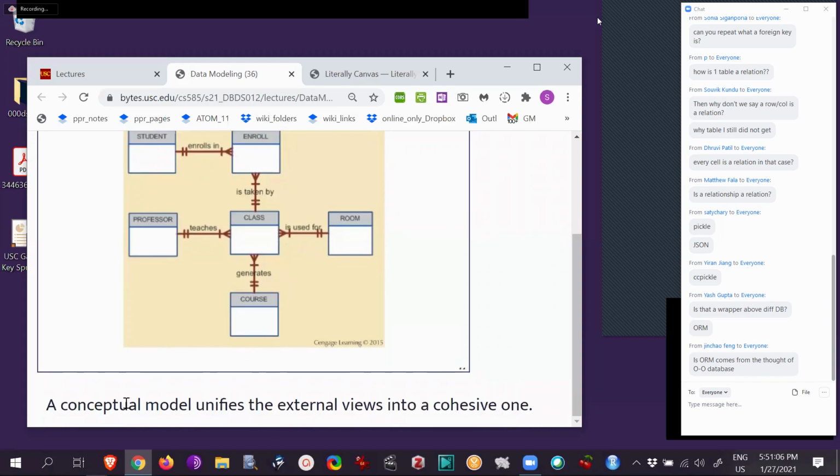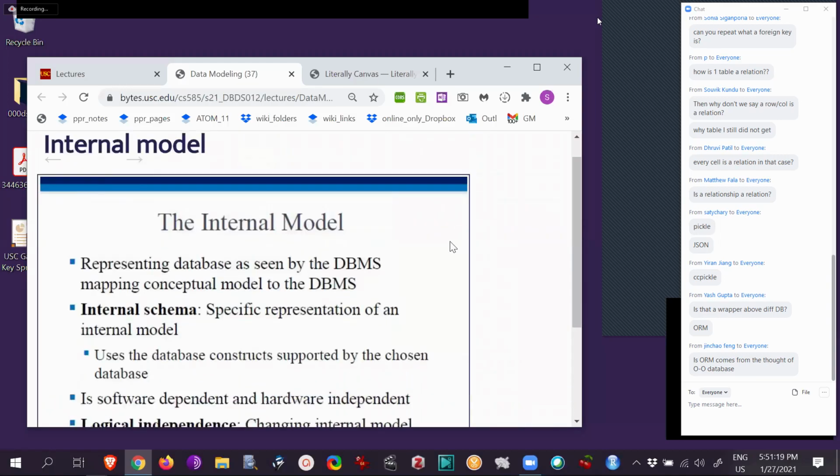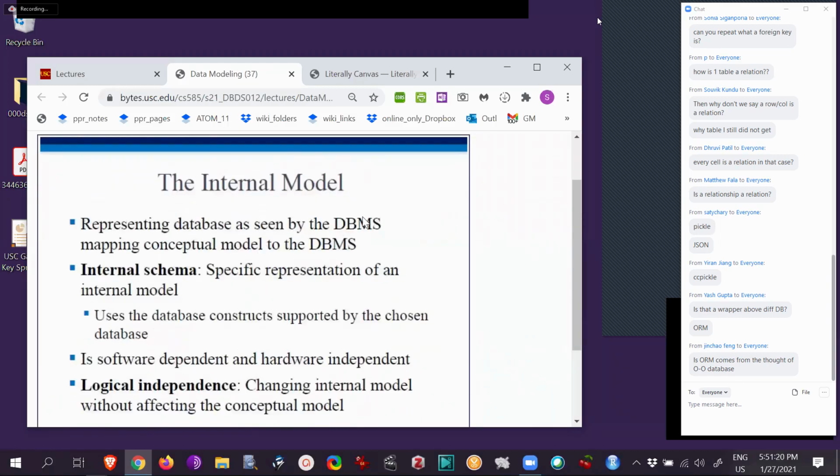Okay, and then the conceptual model should be complete, meaning it should have every table ever in the database. There's got to be some connection between all kinds of tables. Like all of USC can be one conceptual model. Internal model is all just database specific, okay? So how does a database system take all those tables and then store them internally? It depends on whether it's Oracle, MySQL, SQLite, what. It is software dependent, hardware independent.